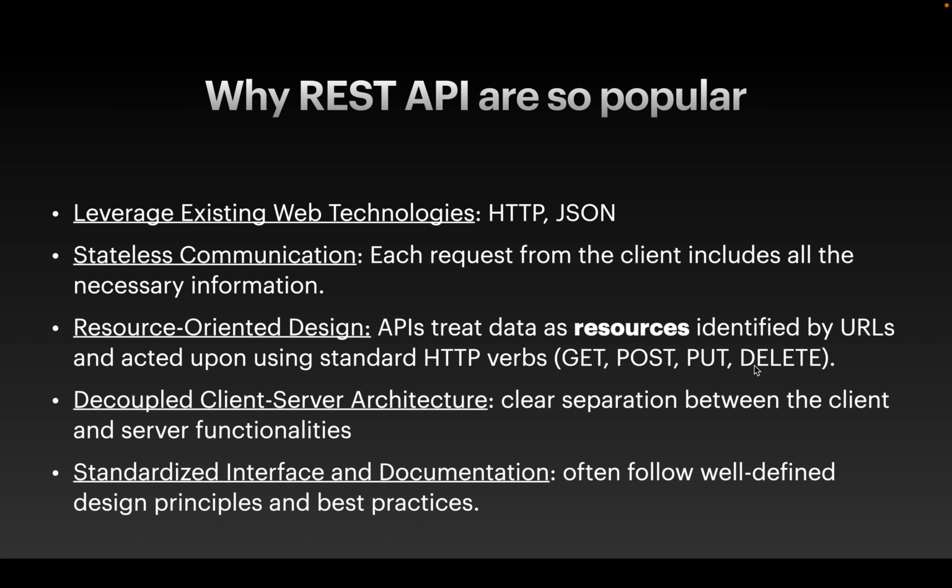Resource oriented design. Here you identify a resource and you design everything around that. You put the verbs that act on that resource, like HTTP verbs GET, POST, PUT, and DELETE. And then it helps to decouple the client and server architecture. Since this is an API, there is a way to share data between two applications, which helps to separate the functionality between client and server. And then standardized interface and documentation: it often follows well-defined design principles and best practices. There is a lot of documentation and help available over the internet for RESTful APIs.